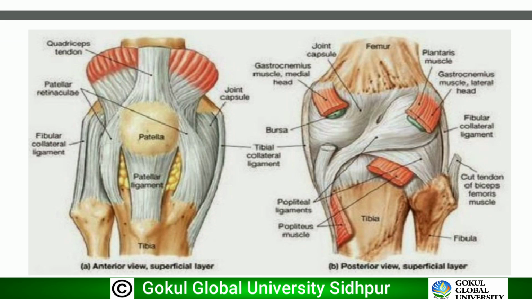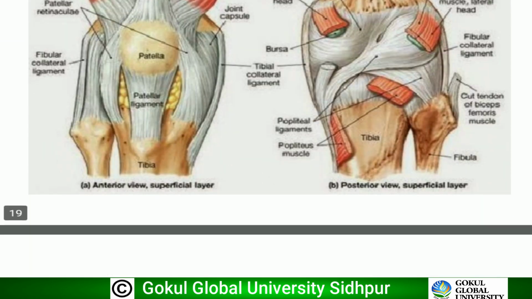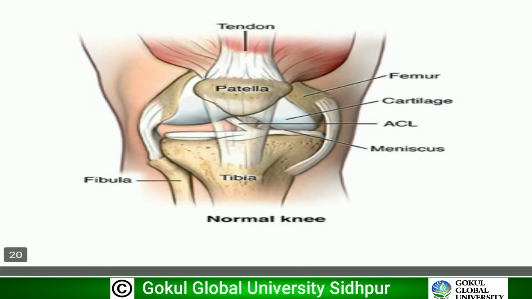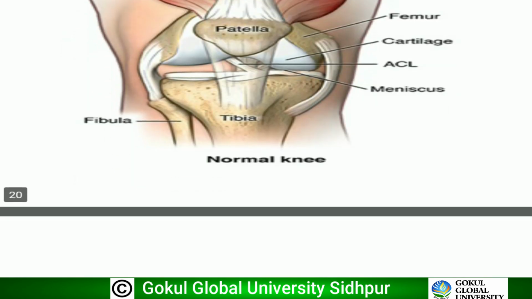And in this diagram, you can see the quadriceps tendon as well as the medial patellar retinacula, and there is written patellar retinacula with two arrows. So we should consider them as the medial and lateral patellar retinacula. Okay. This is the diagram of the normal ligamentum patellae, ACL, meniscus, cartilage. Okay.